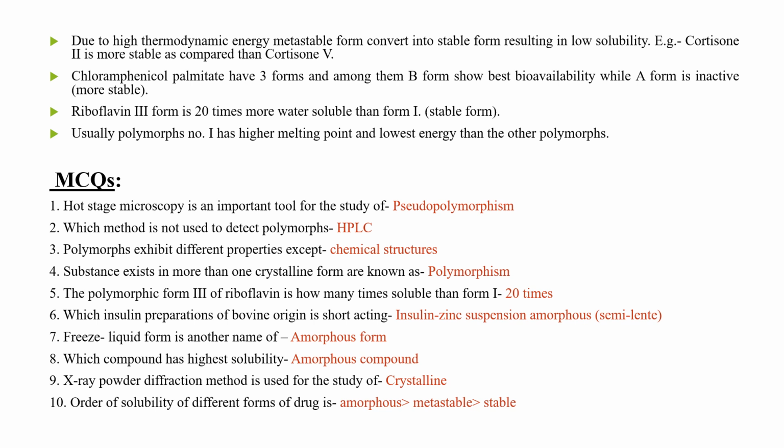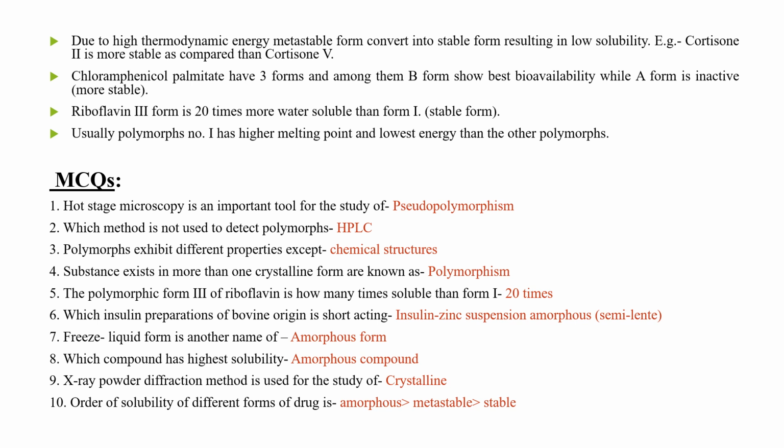Now in the slide, we are discussing some MCQs which are very important. Number 1, hot stage microscopy is an important tool for the study of pseudo-polymorphism. Number 2, which method is not used to detect polymorphs? The HPLC method is not used to detect polymorphs. Number 3, polymorphs exhibit different properties except chemical structure, because polymorphs have the same chemical structure but differ only in physical properties. Number 4, a substance that exists in more than one crystalline form is known as polymorphism.